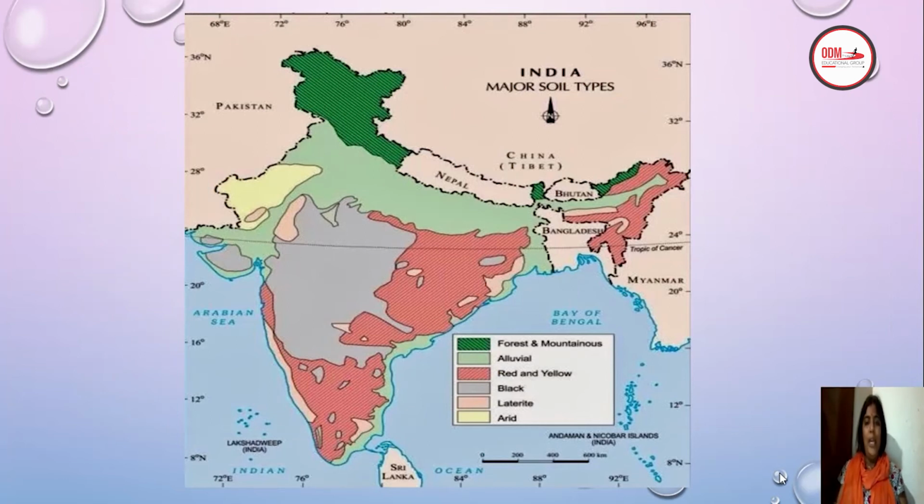Now in the map we can identify where the laterite soil is found. It is shown with the light pink color, like parts of Assam. Then we have parts of Odisha, parts of Bengal, then we have your Kerala and Karnataka, Maharashtra, few parts of your UP, Rajasthan.